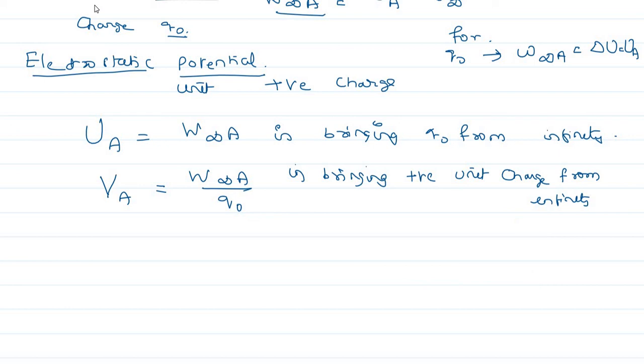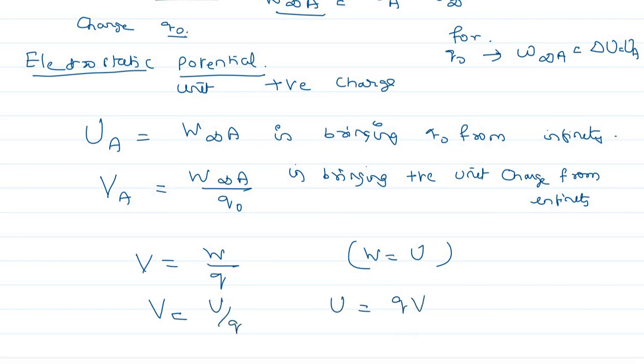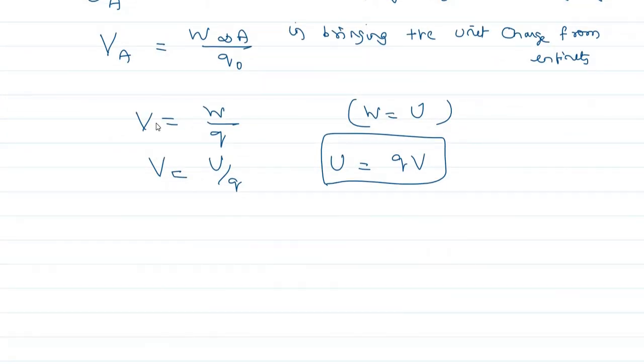So what is the relation between electrostatic potential and electrostatic potential energy? VA equals W by Q naught. What is W? W is nothing but UA. So can I write VA? Simply I will write, it is an arbitrary point, right? A, so you need not write A every time. You can choose any point. So electrostatic potential can be defined as W by Q. What is W? W is equal to the energy U. So V will be equal to U by Q, or U will be equal to Q into V. So electrostatic potential energy is nothing but what?